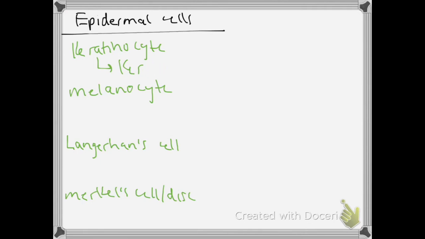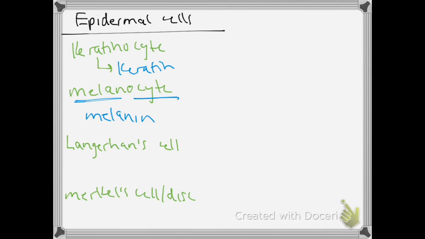Let me do that in a different color. So you'll see keratinocyte, cyte meaning cell, cell that makes keratin. So if you had to guess melanocyte, what do you think this is? A cell that makes melanin. This is that skin pigment that gives us a darker complexion. We'll talk about skin color next.